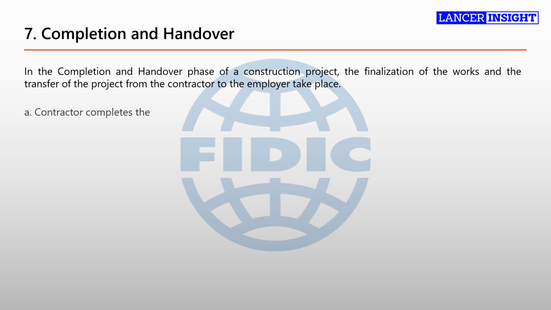A. Contractor completes the works, ensuring compliance with all contract requirements. The contractor focuses on completing all remaining construction activities as per the contract requirements and specifications. This includes finishing any outstanding work, addressing any remaining punch list items, and ensuring that all aspects of the project are in compliance with the agreed-upon standards.